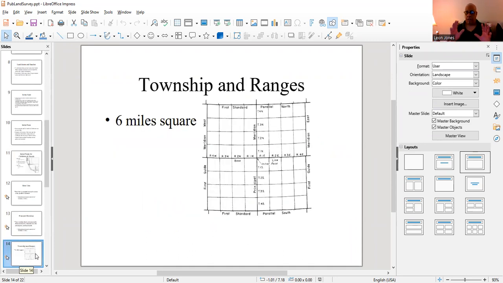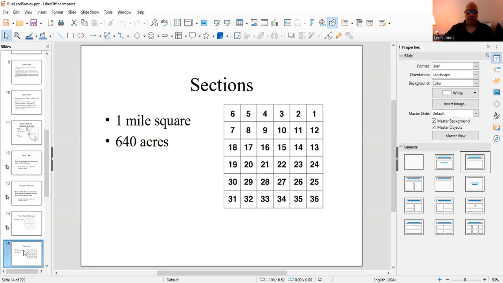Okay, here's where we get into the public land surveying system. Here in Indiana, and it all started in Ohio, we have what you call townships and ranges. Each square is 6 miles. So right here, this is a square, this is a township. And then you have sections. You'll understand it in just a minute when I break it down.